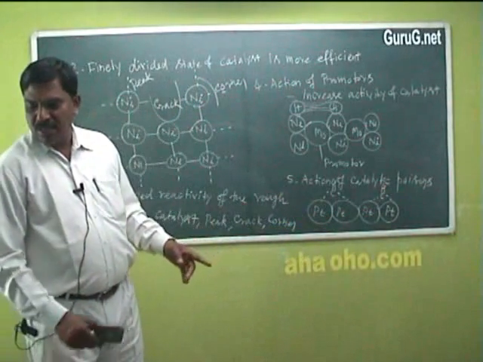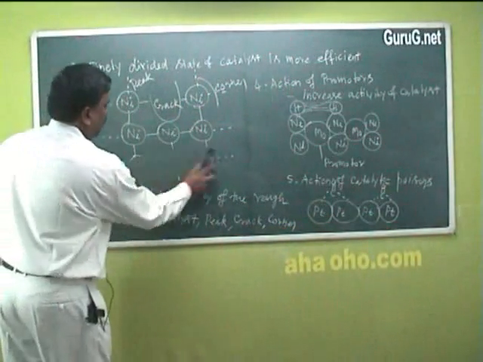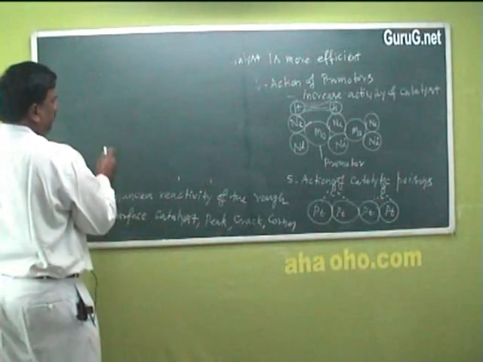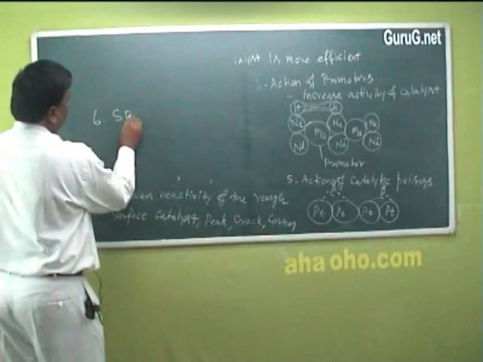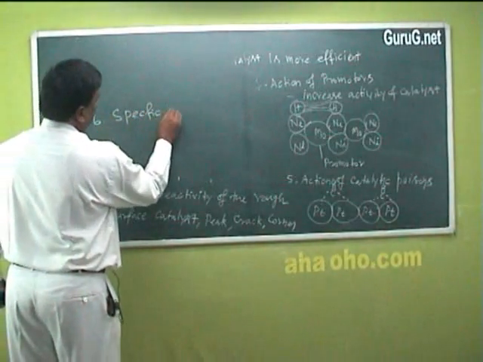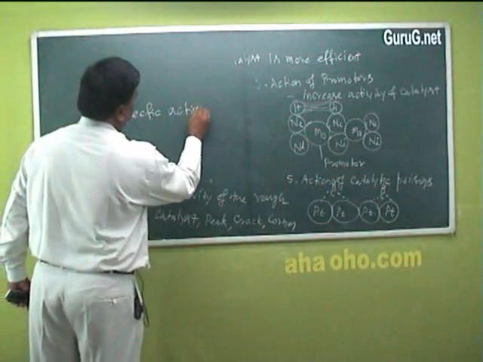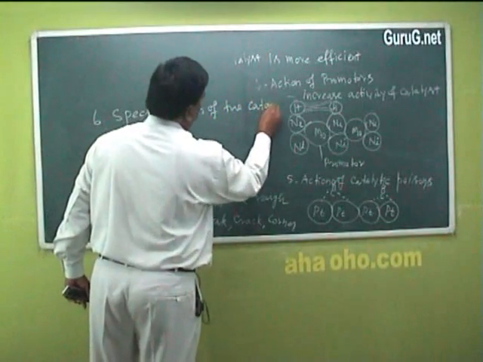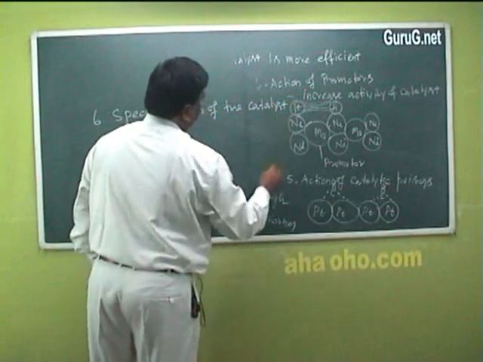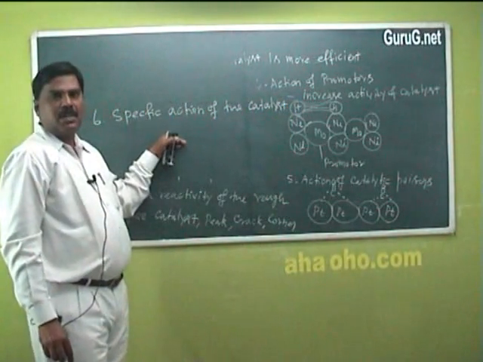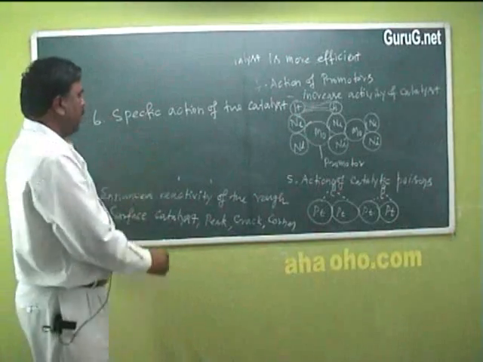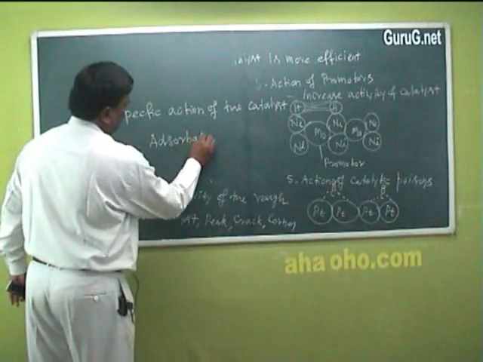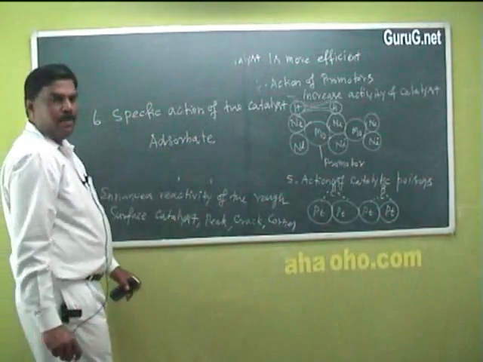Next is the specific action of the catalyst. Another important point of this adsorbent is that it is specific. The sixth one is the specific action of the catalyst. What is meant by specific action of the catalyst is that different adsorbates need different types of adsorbent.